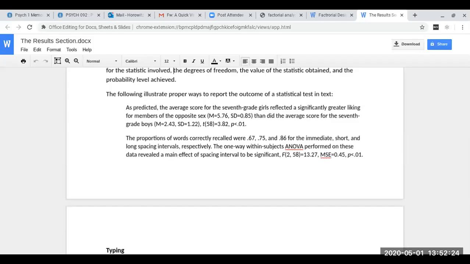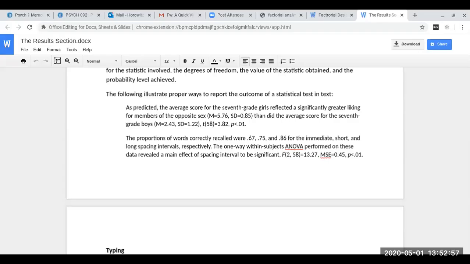And here we see, as predicted, right? So it was hypothesized that the average score for 7th grade girls would be greater for members of the opposite sex than the same sex. So they would say, in the introduction, we predicted that 7th grade girls would have a significantly greater liking for members of the opposite sex than boys do. So that was the prediction, and as predicted, the average score for 7th grade girls reflected a significantly greater liking for members of the opposite sex.